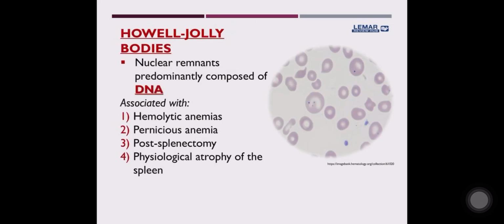Howell-Jolly bodies are nuclear remnant which consists of DNA, they are associated with hemolytic anemias, pernicious anemias, post-splenectomy, atrophy of the spleen. Take note, na-mention natin yung pernicious anemia. Kanina pala, na-mention ko sa megaloblastic anemia. Huwag kakalimutan, oval macrocyte, Howell-Jolly bodies, hypersegmented neutro are seen in megaloblastic anemias.